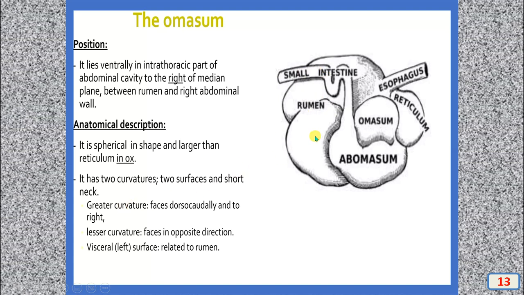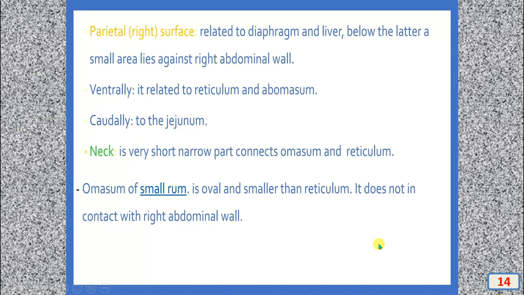Each is demarcated by the greater curvature, lesser curvature, and visceral surface. Then the parietal surface is related to the diaphragm and liver. Below, a small area lies against the right abdominal wall, and ventrally it is related to the reticulum and the abomasum.